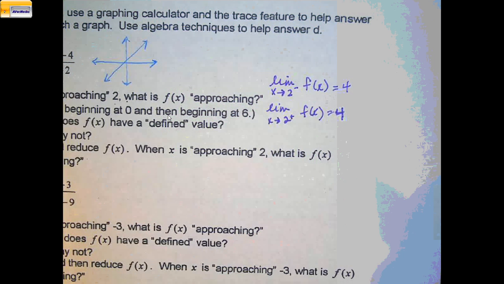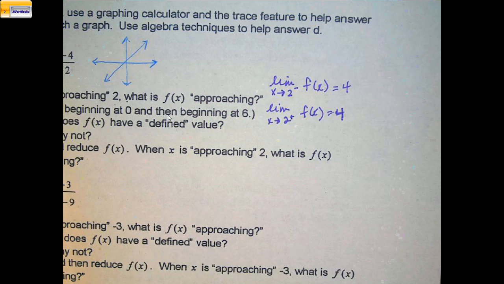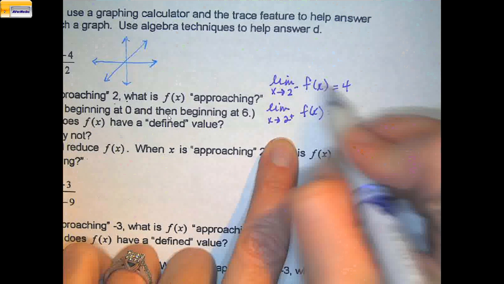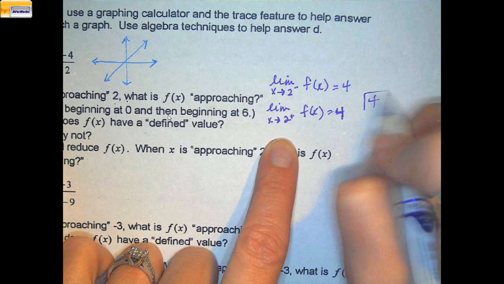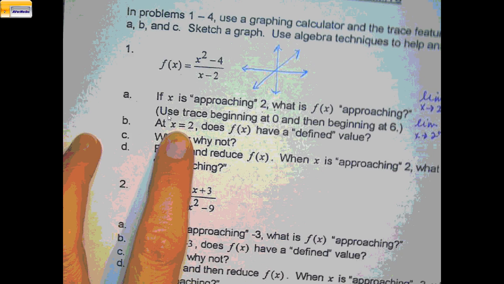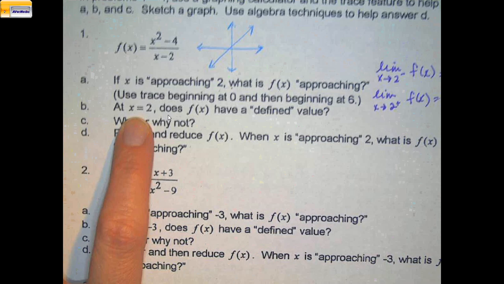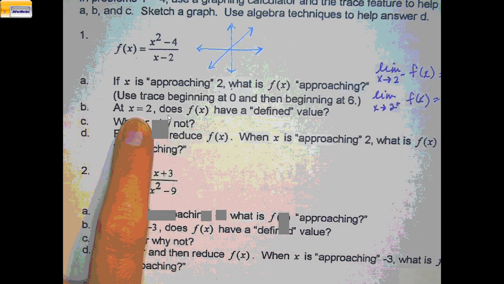Those numbers, in this case, match. They don't always match. In this case, they do match. They're both approaching 4. So they come in from the right and the left, and they get really close to 4. So this is kind of how we're going to write it in calculus. But we can just say that the answer is 4. Letter B, at x equals 2, does the function have a defined value? It's a hole. How do you know that?